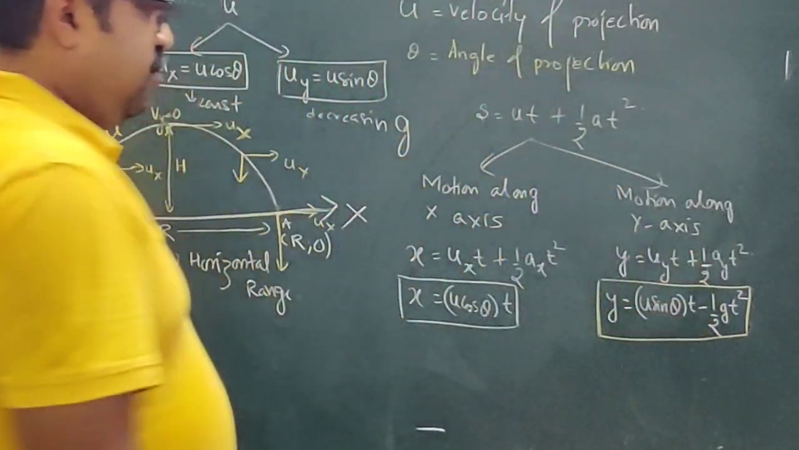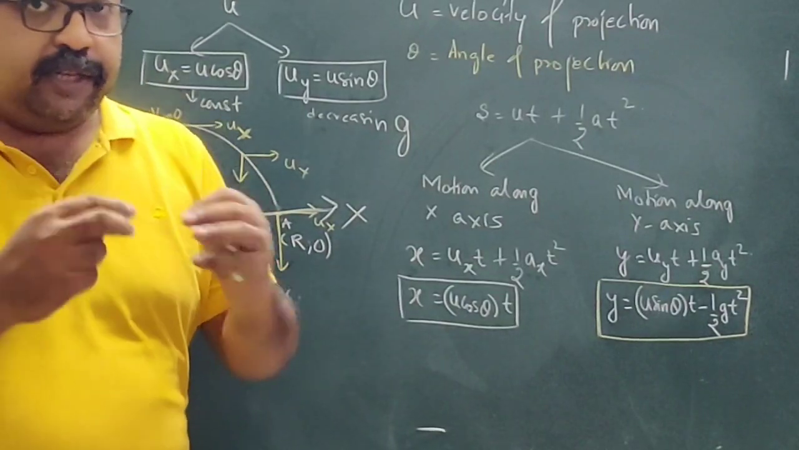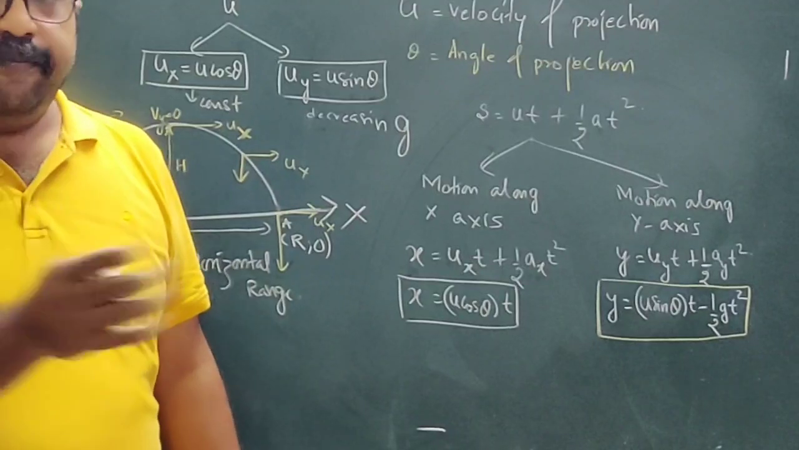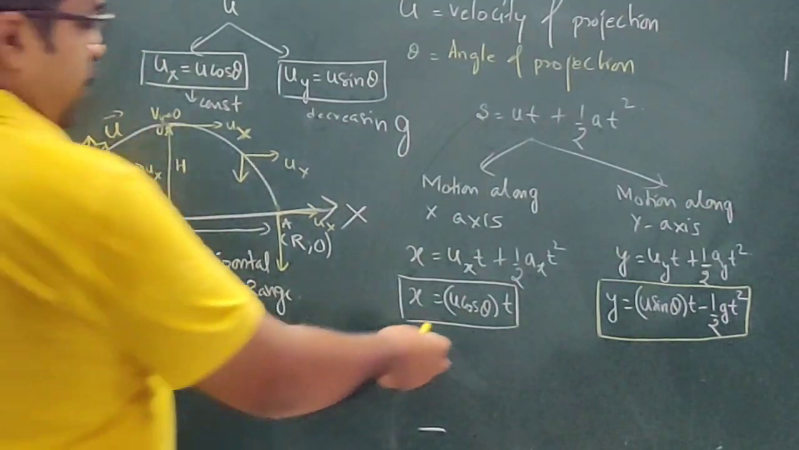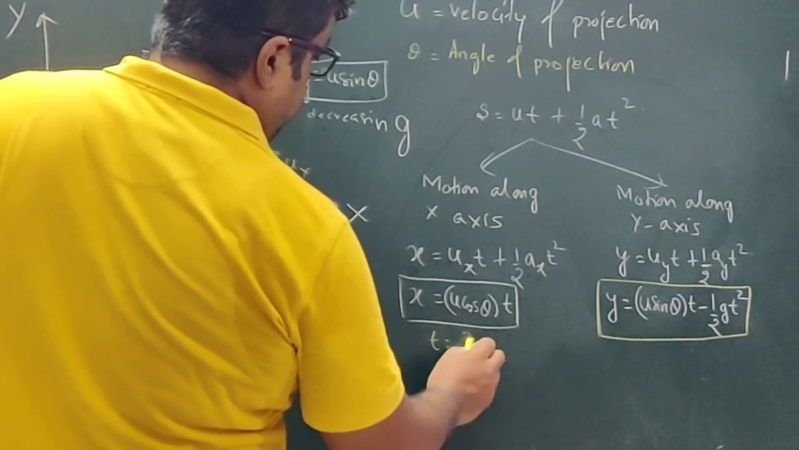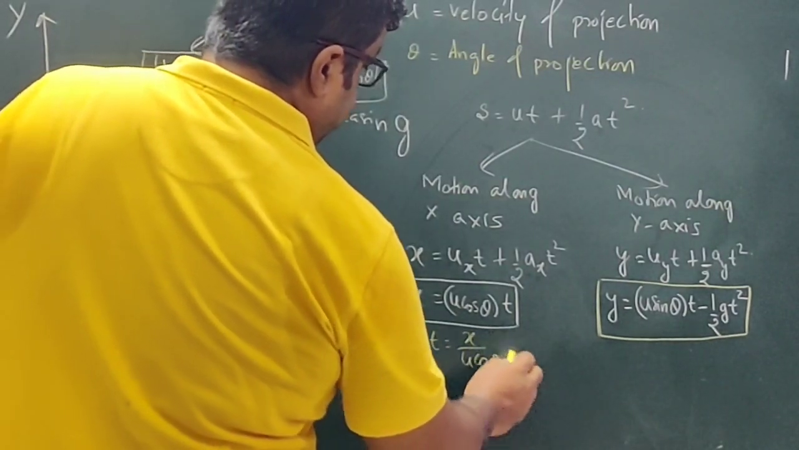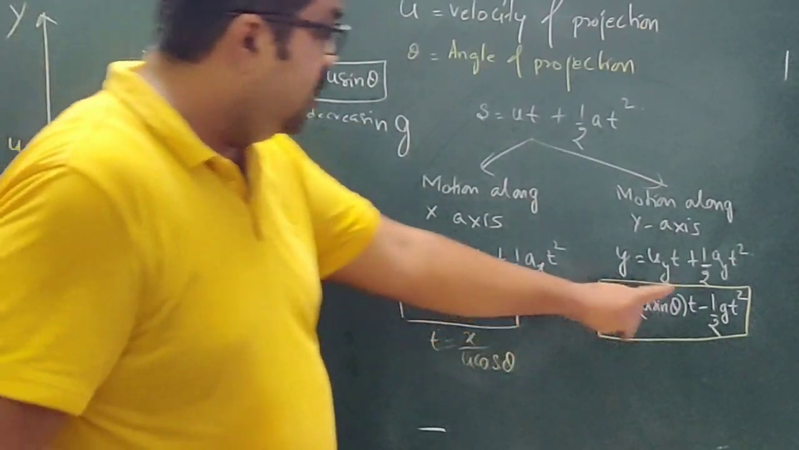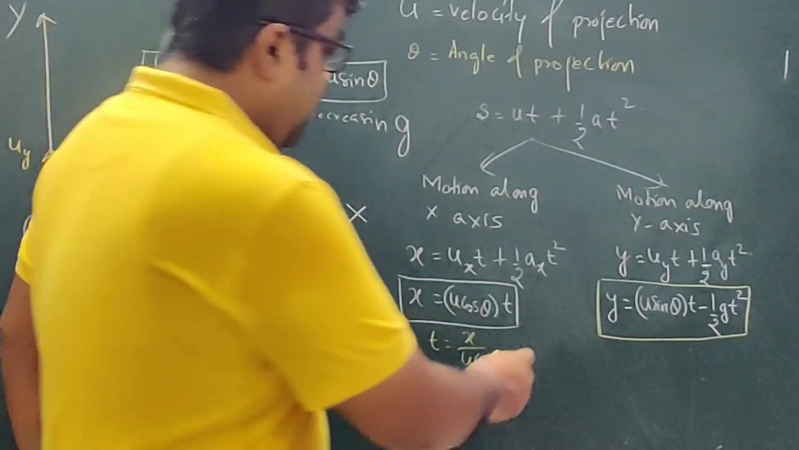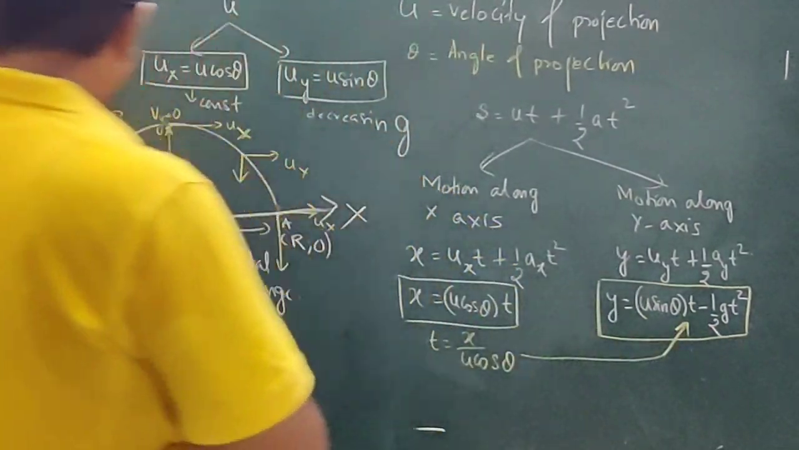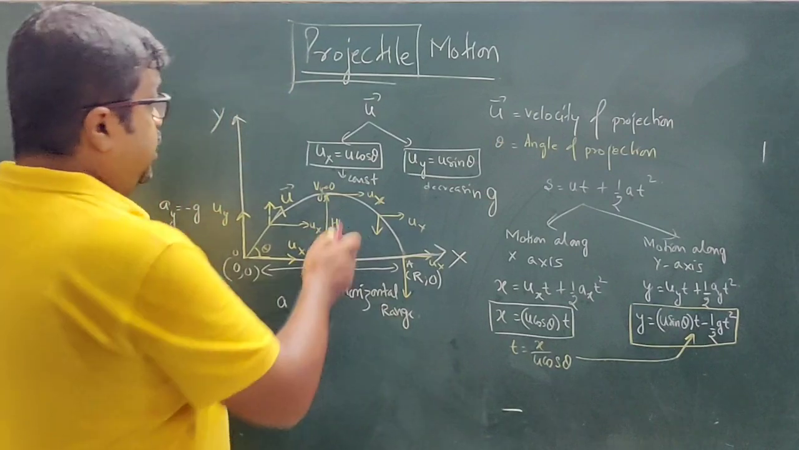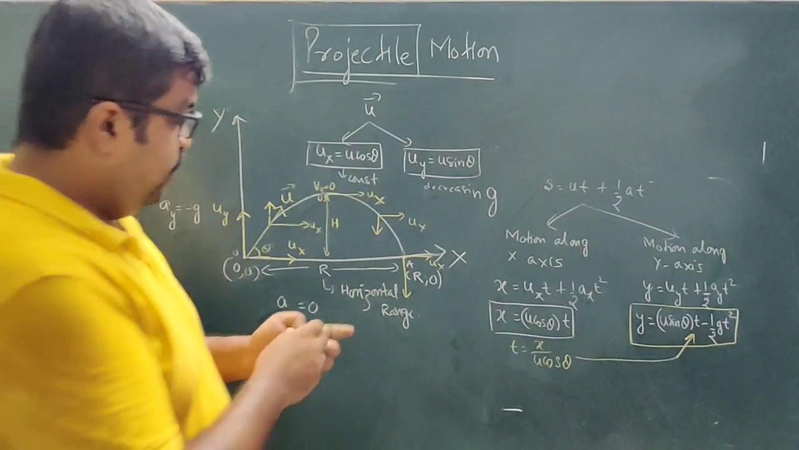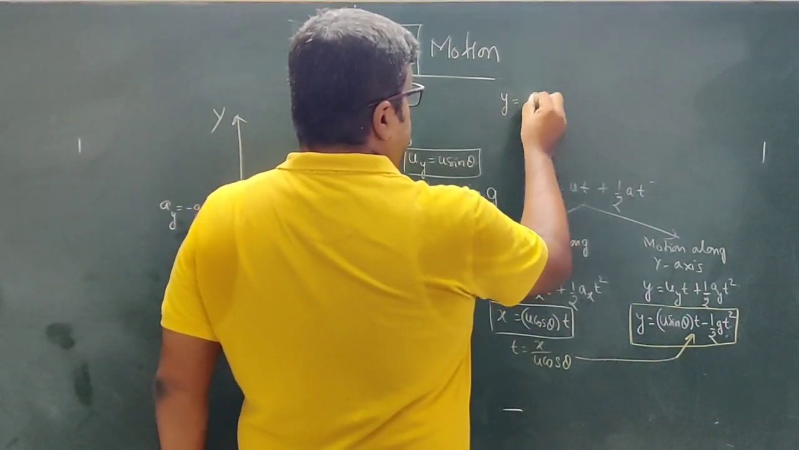Always box the important equations so that they are clearly visible to you when you are revising in a short time. Now from this I can write t is equal to x by u cos theta. If I substitute this t in this equation, this t is substituted over here, so what do I get? Let me rub this part. If you make the substitution, you will get y is equal to u sin theta.